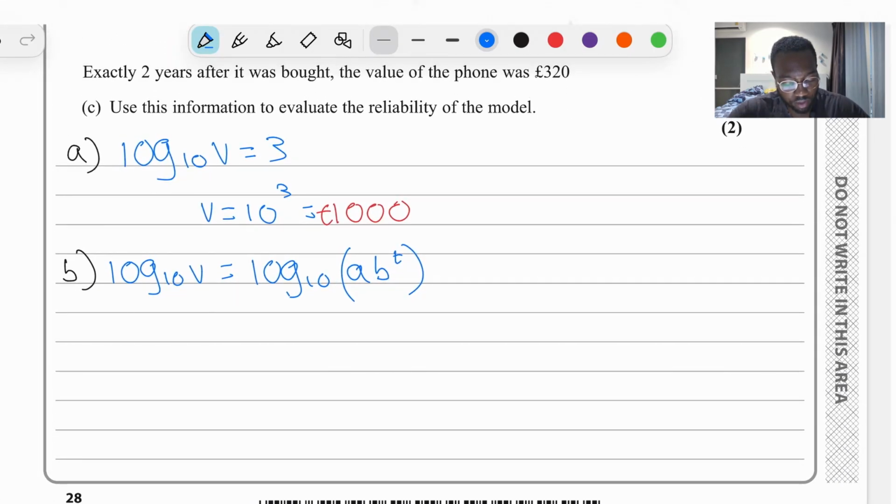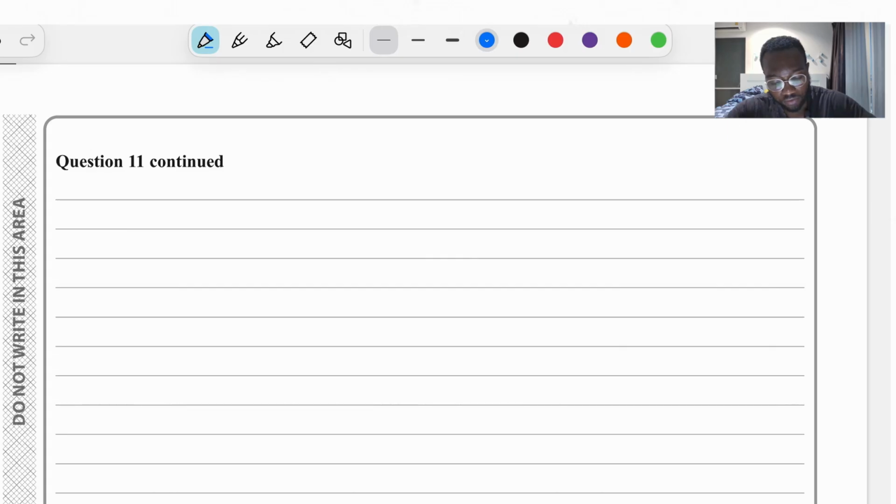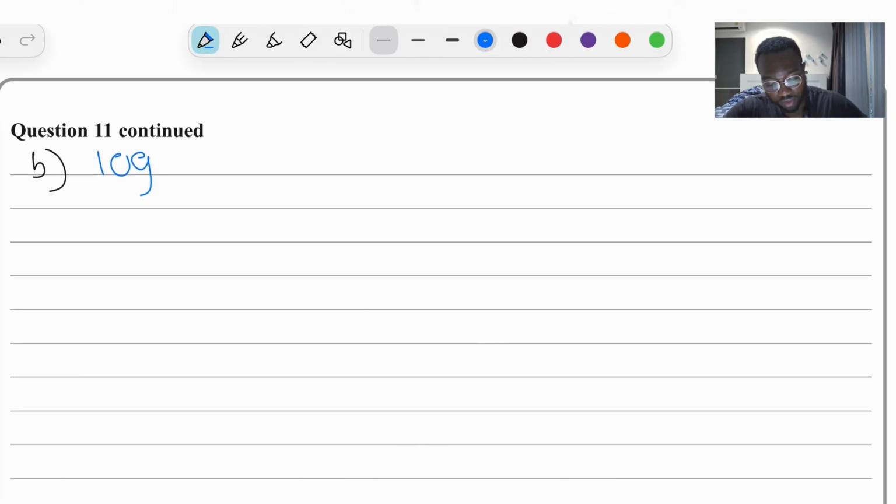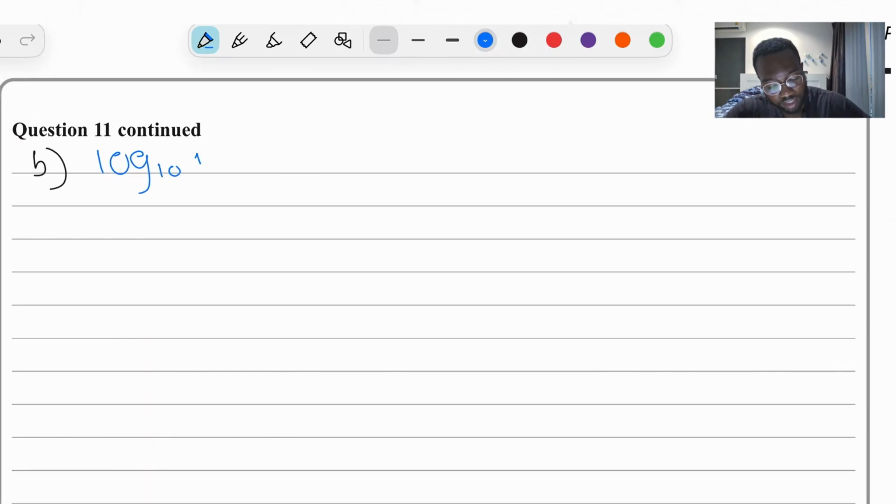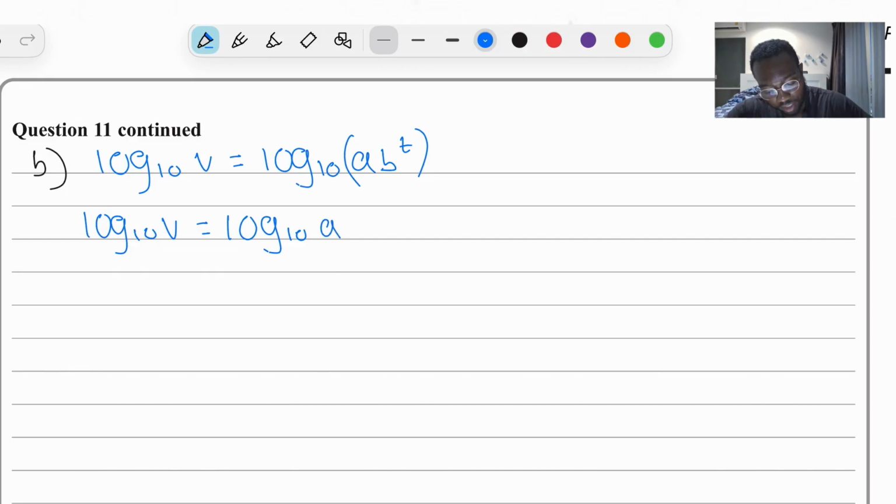So, actually, if I do this on the other page, okay, so this is part B. We have that log base 10 v, okay, we know that is equal to log base 10 of a b to the t. Okay, now how can we rearrange this? We get log base 10 v. That would be log base 10 a, okay, just using log rules, plus log base 10 b to the t.